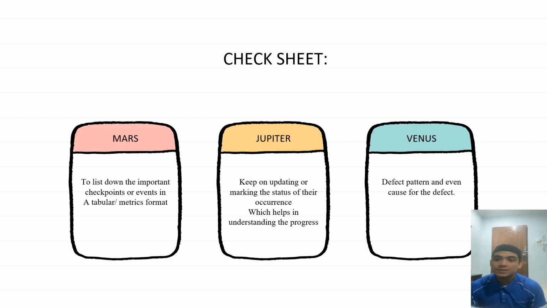Okay, next I want to present about check sheet. Okay, number 1, to list down the important checkpoints or events in a tabular or matrix format. And number 2, keep on updating or marking the status of their occurrence, which helps in understanding the progress. And number 3, defect pattern and event cause for the defect.